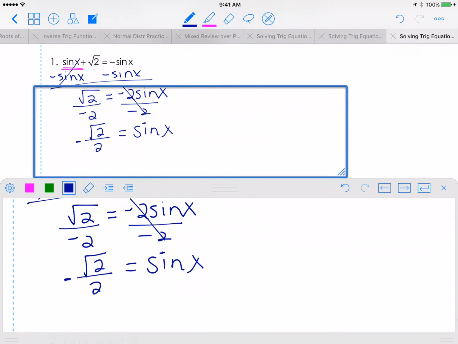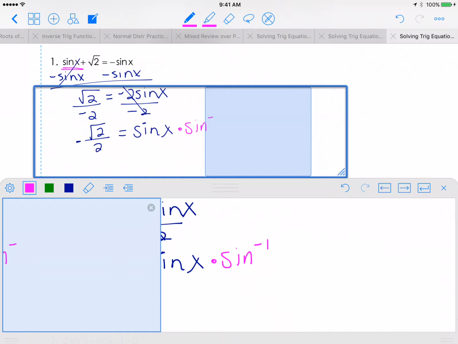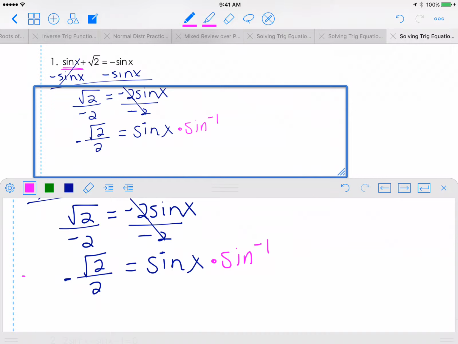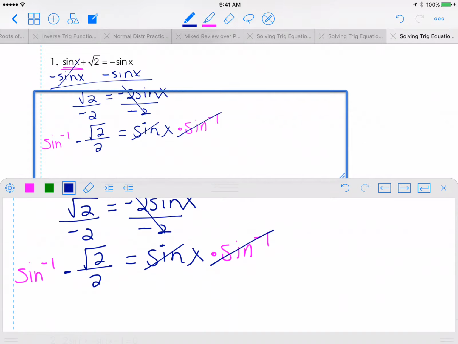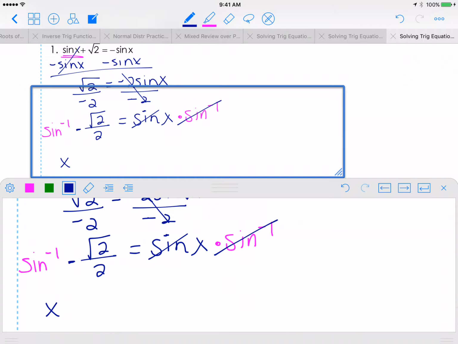So then just like in all of our other problems, we're going to have to multiply by the inverse of sine. So that's inverse sine, or you can write arc sine. It's the same thing. So then these signs end up canceling. So we're left with x equals the inverse sine of negative square root 2 over 2.